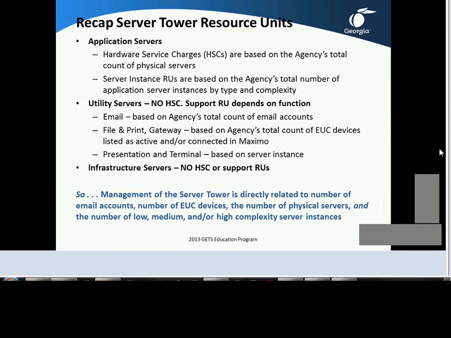The management of the server tower is directly related to the number of email accounts, number of EUC devices, number of physical servers, and number of high, medium, and low complexity server instances.